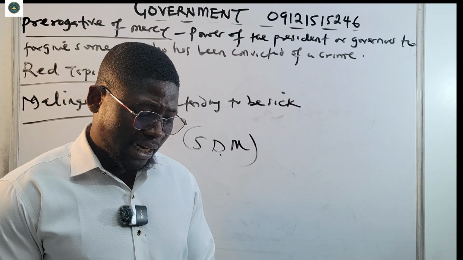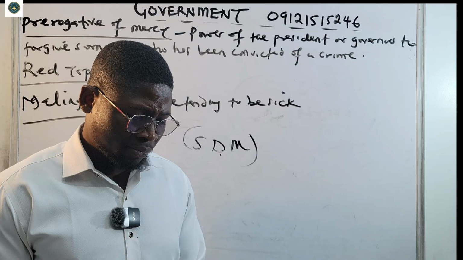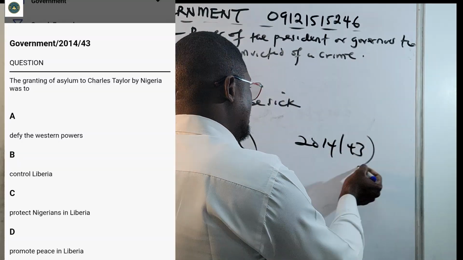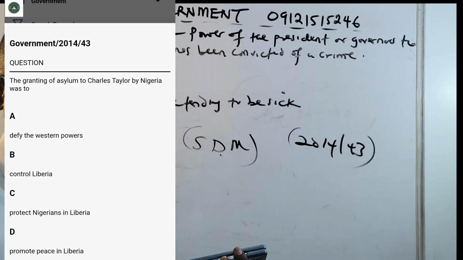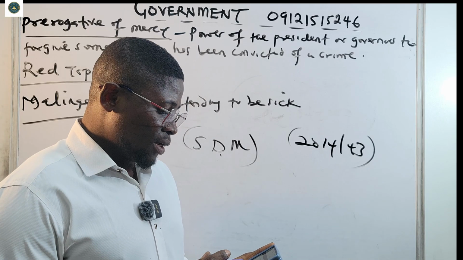So please, now let us go to the past questions, answer some questions, and we're out of here. Now, 2014, number 43. Please get the O3 Schools app. From the app, you have everything you need to succeed in your exam. The granting of asylum to Charles Taylor by Nigeria was to: A, defy the Western powers; B, control Liberia; C, protect Nigerians in Liberia; D, promote peace in Liberia. It's because of peace. That's why political asylum was granted, to promote peace in Liberia.